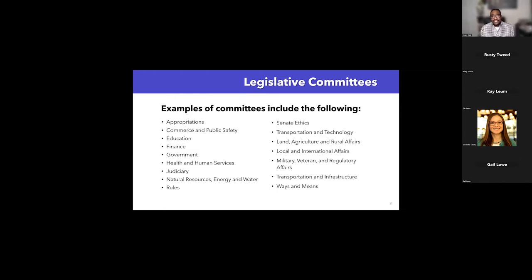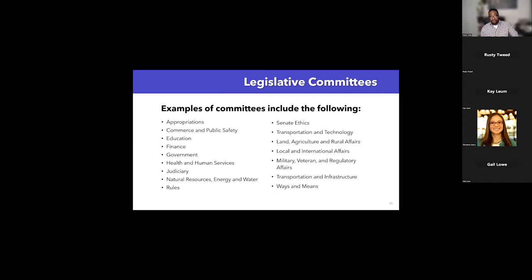There are many legislative committees at the Capitol. There are committees for the House of Representatives. There are also committees for the Senate. Some examples include Appropriations. That's generally dealing with money, budgets, stuff like that. There's Commerce, Public Safety, Education committees, Finance. There's Government committees, Health and Human Services, Judiciary committees, Natural Resources on energy and water. Water is a really important issue right now. It always has been, but it's even more salient right now. So that's an important committee.